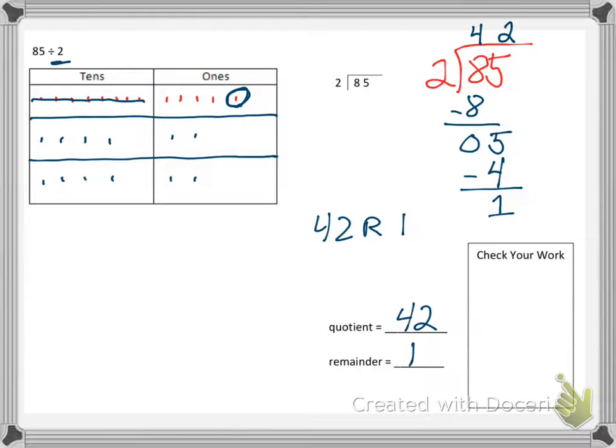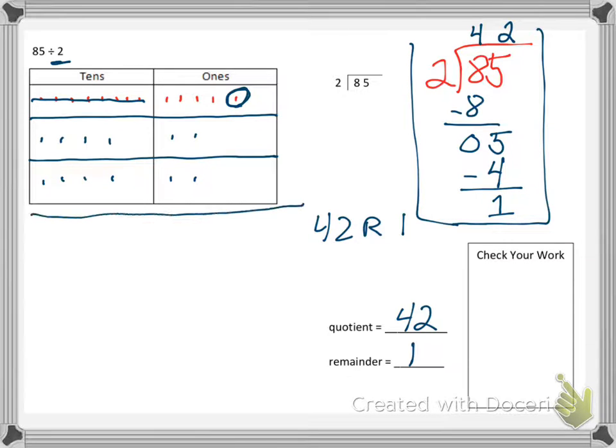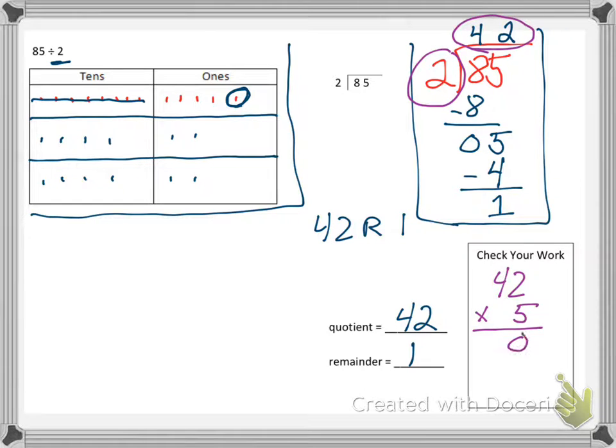So we got our standard algorithm, this one right here, which helps us model it by using the place value chart. And how do we check our work? Well, we check our work using the inverse operation of multiplication. And we're going to take this number 42 and multiply it by the outer number. 42 times 5 is 10 ones, carry the 1 over. 4 times 5 is 20, plus the 1 is 210.